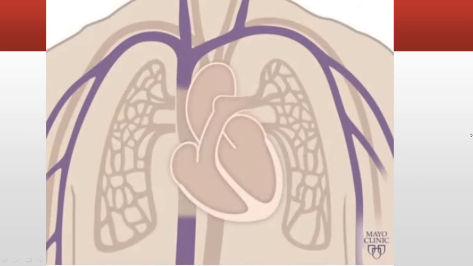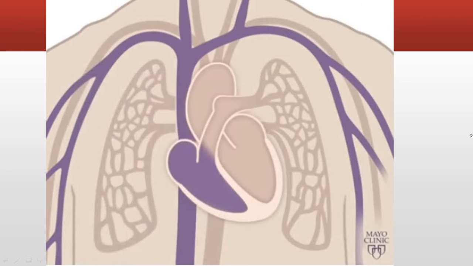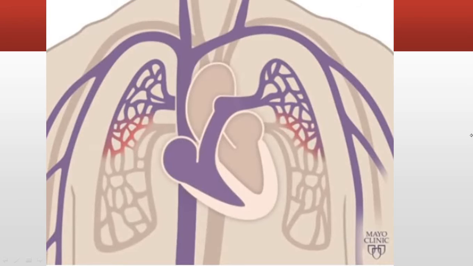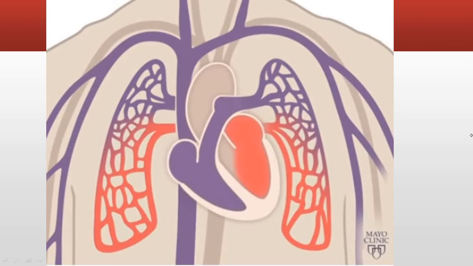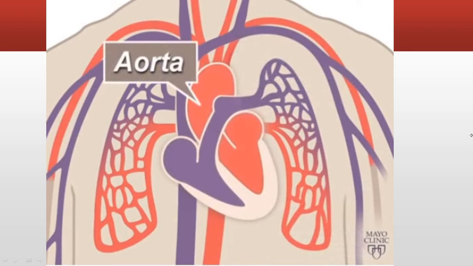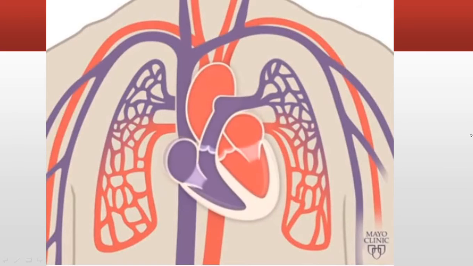Oxygen-poor blood, blue blood, returns to the heart after circulating through your body. The right side of the heart, composed of the right atrium and ventricle, collects and pumps the blood to the lungs through the pulmonary arteries. The lungs refresh the blood with a new supply of oxygen, making it turn red. Oxygen-rich blood, red blood, then enters the left side of the heart, composed of the left atrium and ventricle, and is pumped through the aorta to the body to supply tissues with oxygen. 4 valves within your heart keep your blood moving the right way.